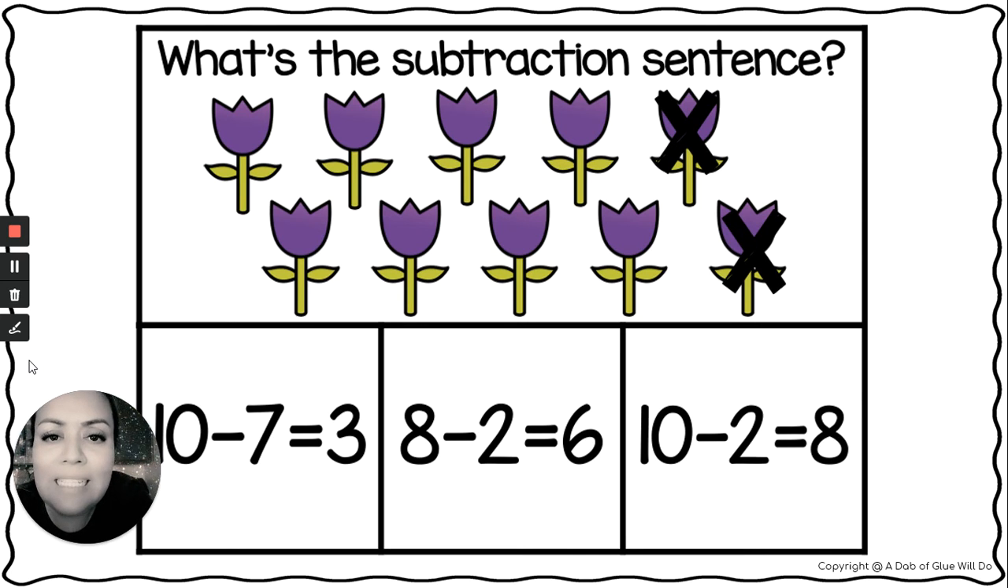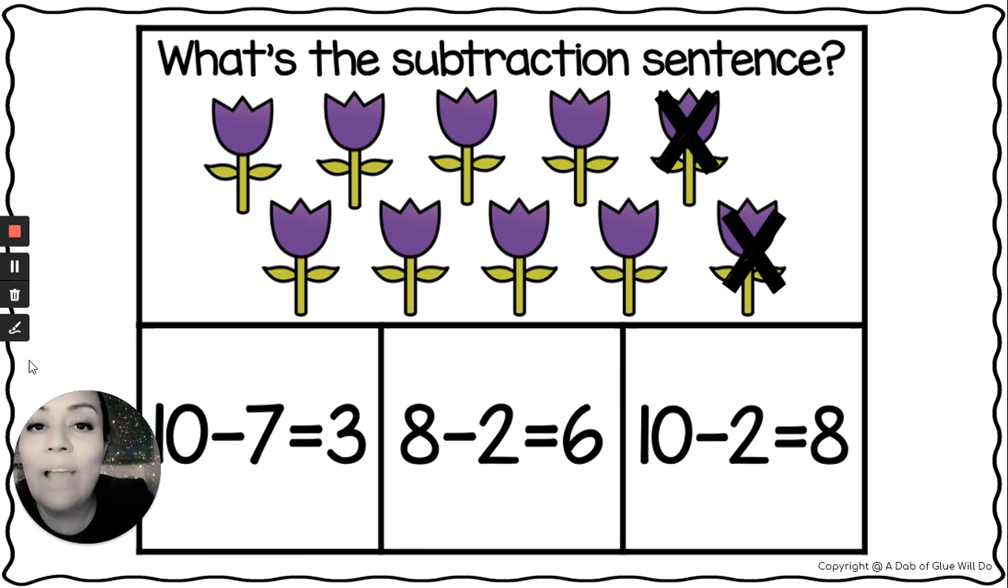Take a look at these tulips. All right, I think I see that we have 5 on top and 5 on the bottom. What's 5 plus 5? That's right, 10. Just like our fingers, 5 plus 5 equals 10. We have 10 tulips, and how many of them are crossed out? 2. That's right.